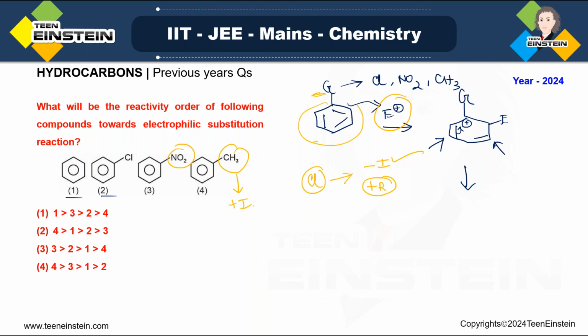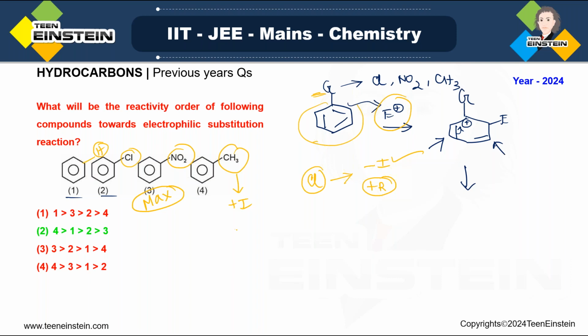CH3 has a plus I effect. So compared to hydrogen, that is when you have simple hydrogen substitution, it will increase the electron density to some extent. So the rate should be maximum for this molecule, which is toluene. And then after toluene, you can expect benzene, that is 1. And then it is 2, because it is electron deactivating, but not so deactivating. And this is the maximum deactivating effect.